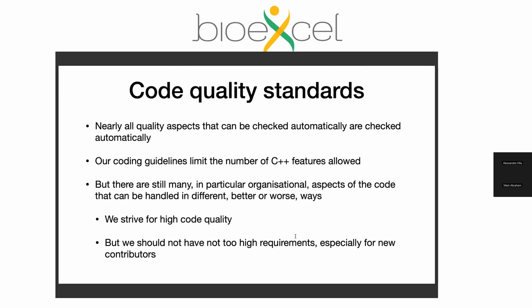There are still many organizational aspects of the code that can be handled differently, better or worse. We strive for high code quality, but we should not have too high requirements, especially for new contributors, since then it's very difficult for people to get in. So you need to have some balance there. I'd like to train people to learn how to write high quality code, but we shouldn't say to people, go away because your code is not good enough. That's not helpful, certainly not for the people contributing, but also not for us in the end. So we need to find a balance there.